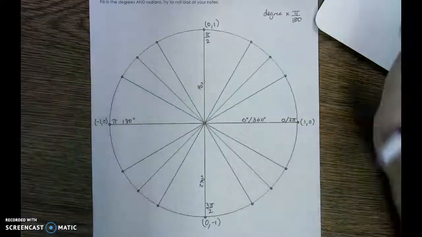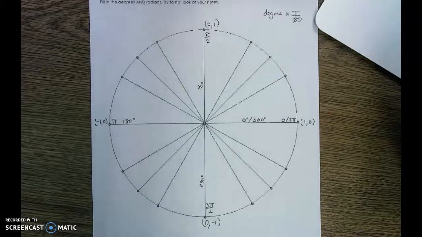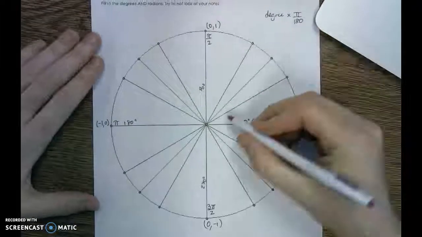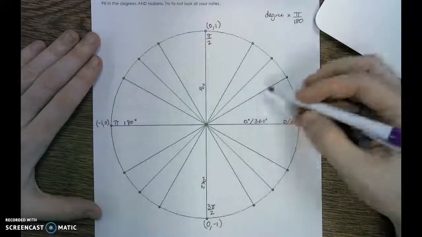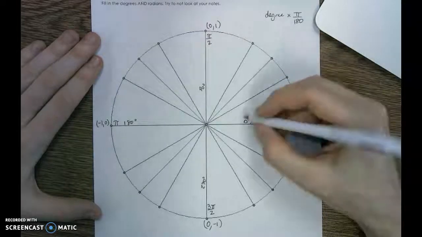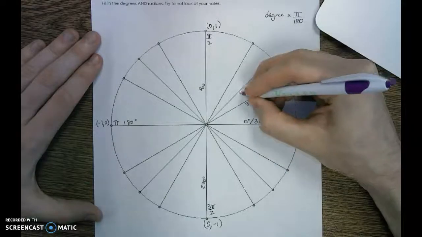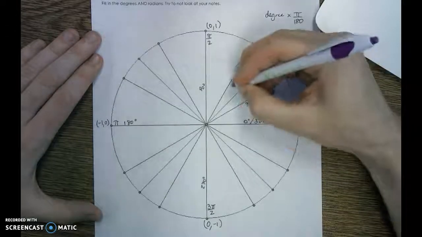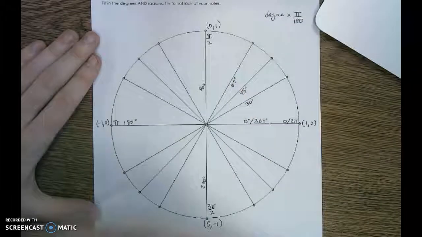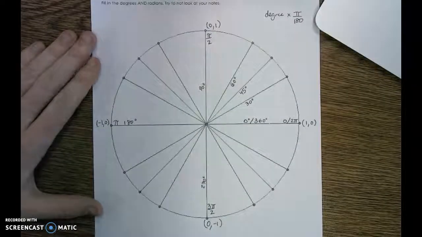So then we're going to go through and put all of the other degrees that we know. So we know from our special triangles that we've got 30s, 45s, and 60s. So this first line, that's going to be a 30-degree angle. The second one's going to be your 45, and the third one is going to be your 60. And then those are your reference angles for each quadrant.